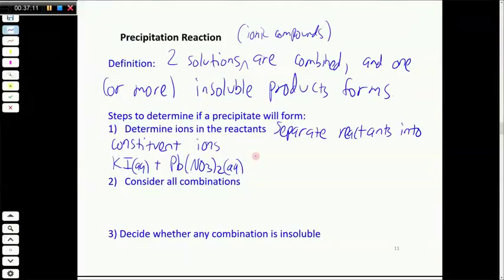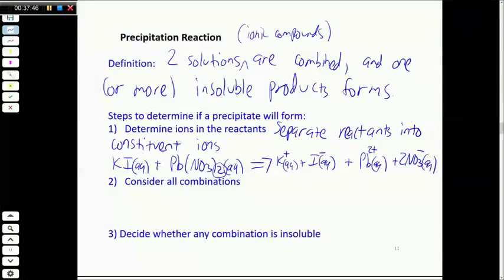And so if we want to separate these 2 reactants into the ions that make them up, the potassium iodide is just K plus, now dissolved in aqueous solution, and I minus. And then when we dissolve lead nitrate in aqueous solution, we get lead 2 plus as the cation. And then we release 2 NO3 minuses. When we have a subscript of 2, we're going to generate 2 of those anions when we dissolve it. So we get 2 NO3 minuses.